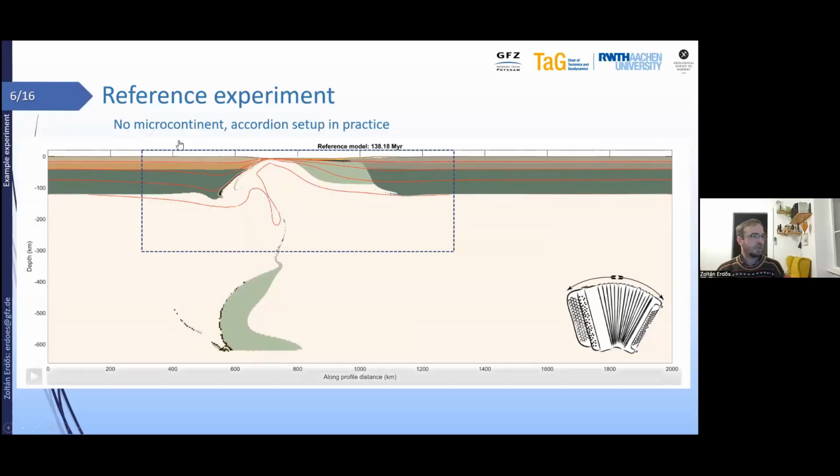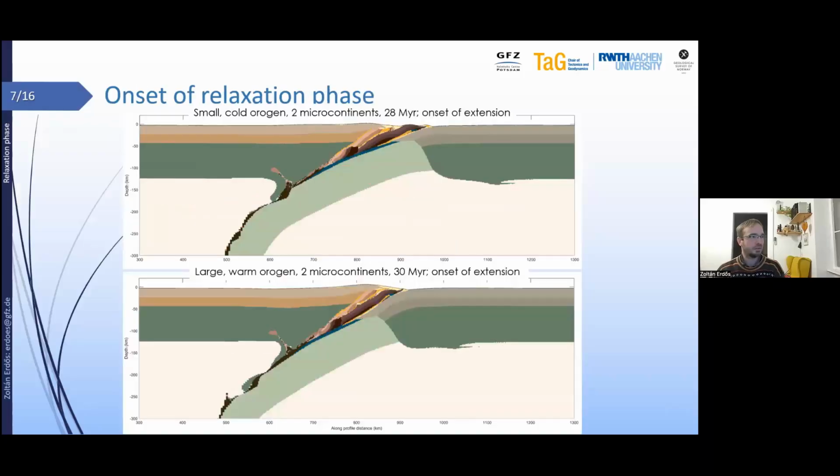And for the rest of the models that I'm going to show, I'm not going to show the compressional phase because this is a rift seminar and we are interested in the rifting part. And I'm only going to show this box, the inset. The rest of the model is still there, behind it, but I'm going to zoom in and focus on what happens within the inset. And the rest of the models I'm going to spend more time on, and I'm going to show them multiple times just so you can see better what happens in there.